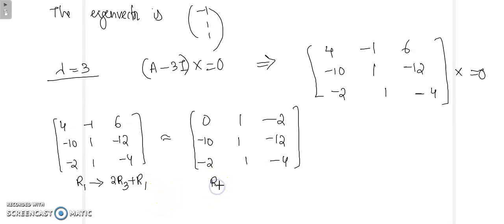And again take R2 goes to minus 5 R3 plus R2. So 10's place becomes 0. So we'll get 0, 1, minus 2, then minus 2, 1, minus 4.